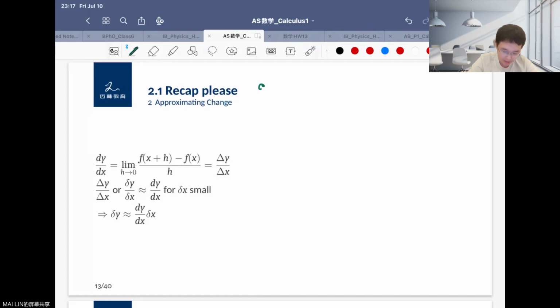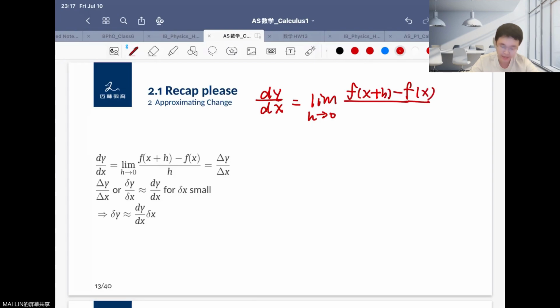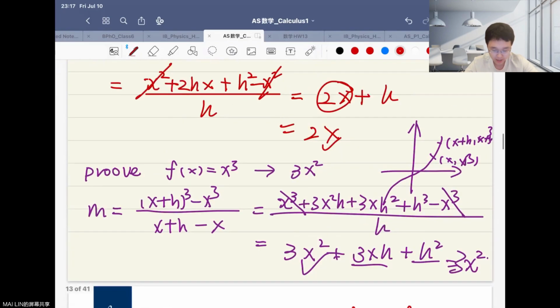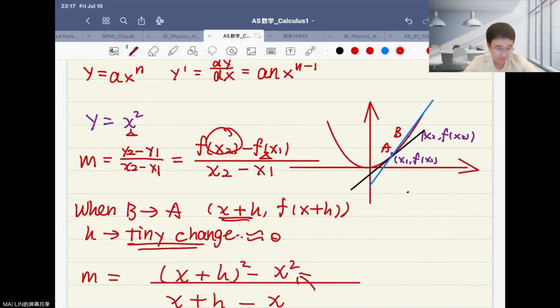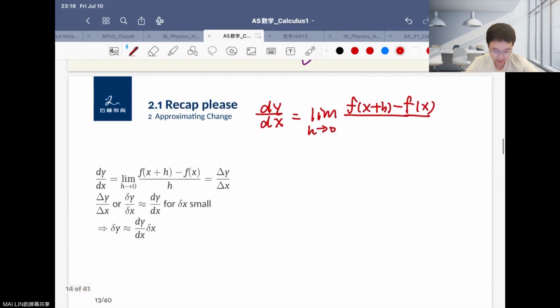So here it can be equal to dy over dx as the limit for h very close to 0 of f(x plus h) minus f(x), right? That means the difference between f(x plus h) and f(x), right? And then we said, like here, just using f(x2) minus f(x1) over x2 minus x1, right? Okay, so we can then say that here is for x plus h minus x, right?